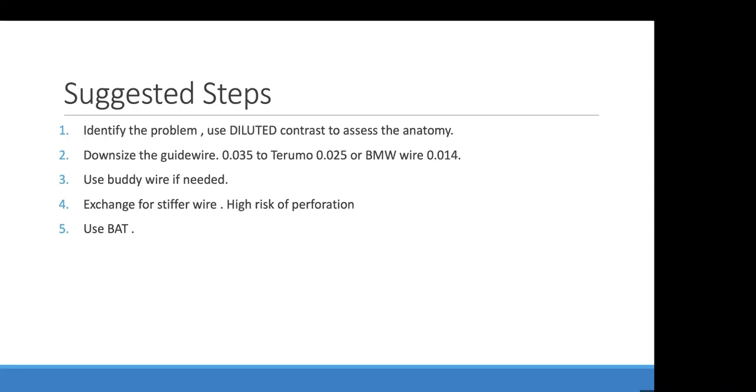you have to be a fighter, but sometimes it's reasonable to switch plans and just go femoral or go left radial or go distal left radial or ulnar if needed. Using a technique called PAT to overcome spasm and to overcome tortuosity has been described. This is just an example. I'm going to explain to you the PAT later on.